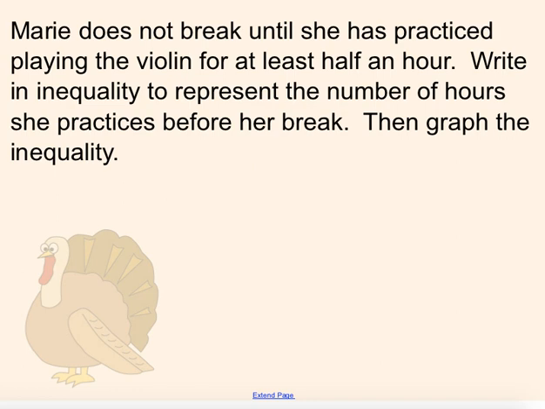Marie does not take a break until she's practiced playing the violin for at least half an hour. Write an inequality to represent the number of hours she practices before her break. Then graph the inequality. So if we're thinking about this logically, we would say that she needs to practice for at least half an hour. So that's the least amount that she's able to practice. So 0.5 is a possibility, 1 hour, 2 hours, and so on. Meaning that x needs to be greater than or equal to 0.5.